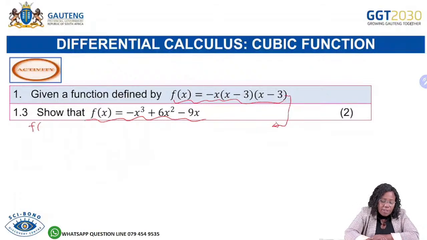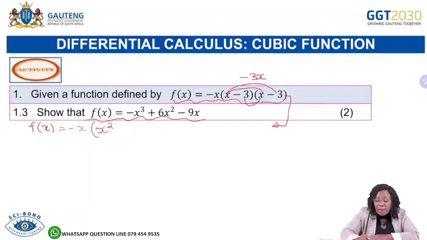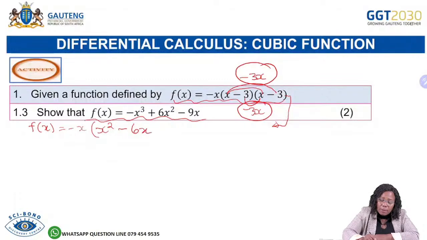We are having f at x equal to minus x, and then you are going to multiply these two. It will be x times x, which is x squared, and then x times minus 3 is minus 3x, minus 3 times x minus 3x, minus 3x plus minus 3x is minus 6x, minus 3 times minus 3 is positive 9 there. We are not yet done, grade 12. We still have to multiply the minus x in distributive law.